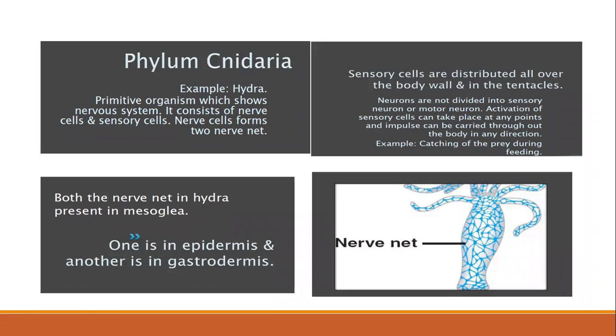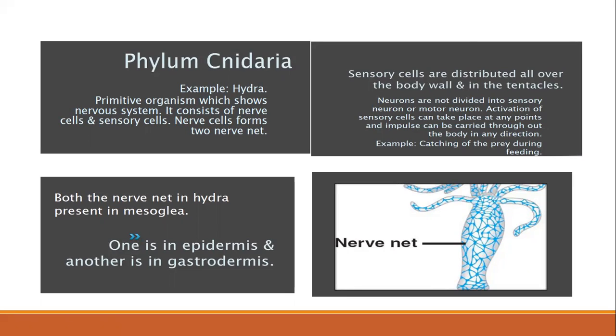Here you can see the presence of nerve cells and sensory cells. There are two types of nerve nets present in Cnidarians, that is in Hydra, and both are present in the mesoglea. Now what do you mean by mesoglea? Mesoglea is a region which is present between the epidermis and endodermis. If you remember, last year we studied the coelom system, and in higher organisms the coelom is completely formed, whereas in these lower organisms, between the epidermis and endodermis, the mesoderm is absent.